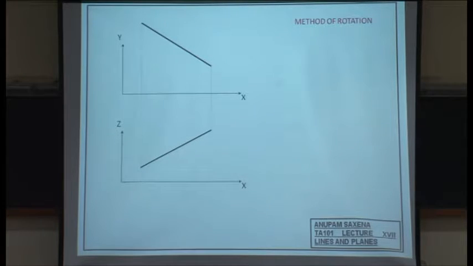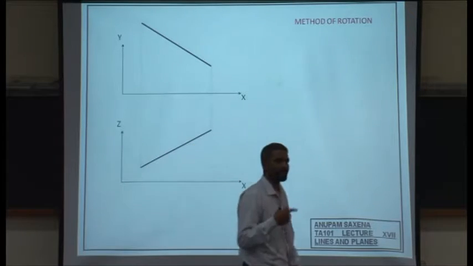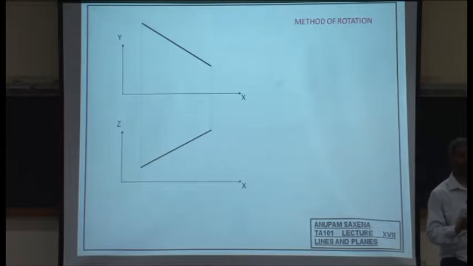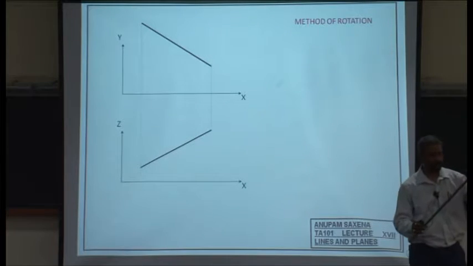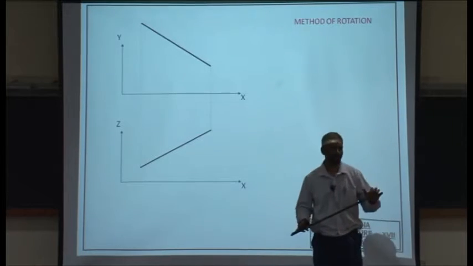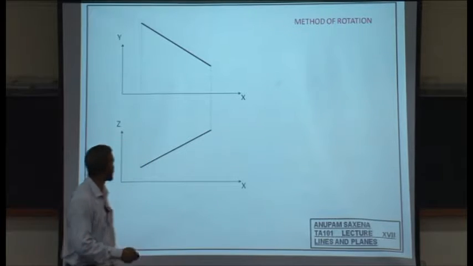Now the trick is very simple. You want to see one of the projections either in the front view or the top view to be horizontal. If you see that, the other projection will ensure that your three-dimensional line is parallel to the plane, and therefore you'll be getting the true length of the line. Fine? All right.